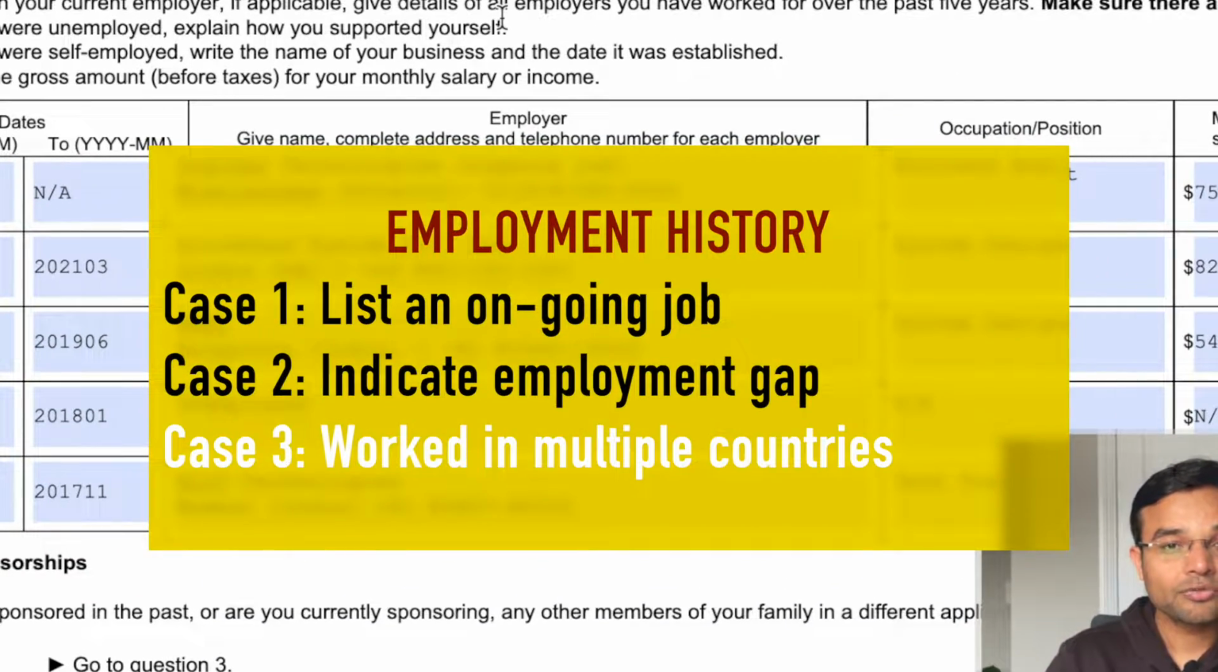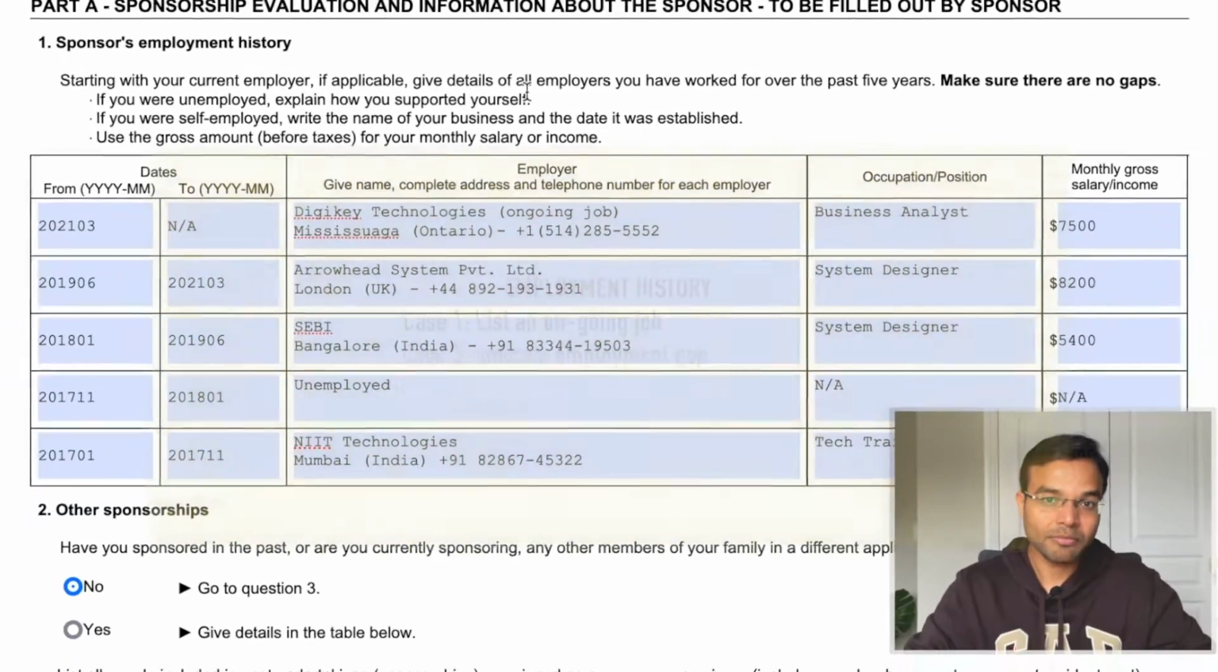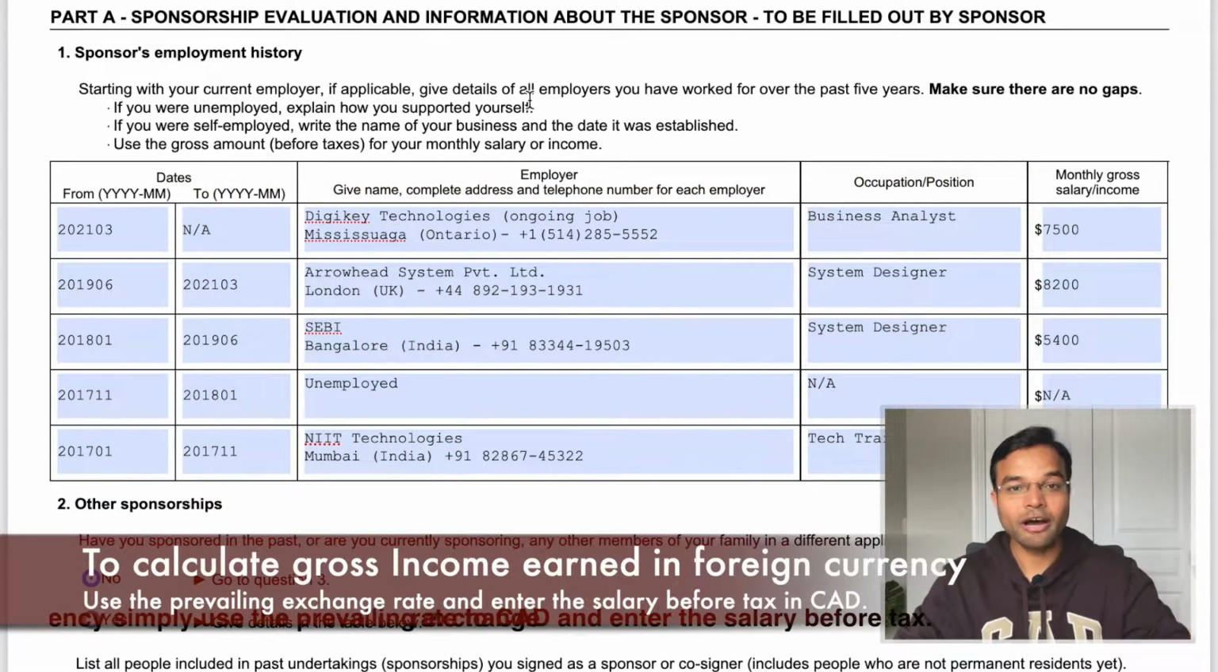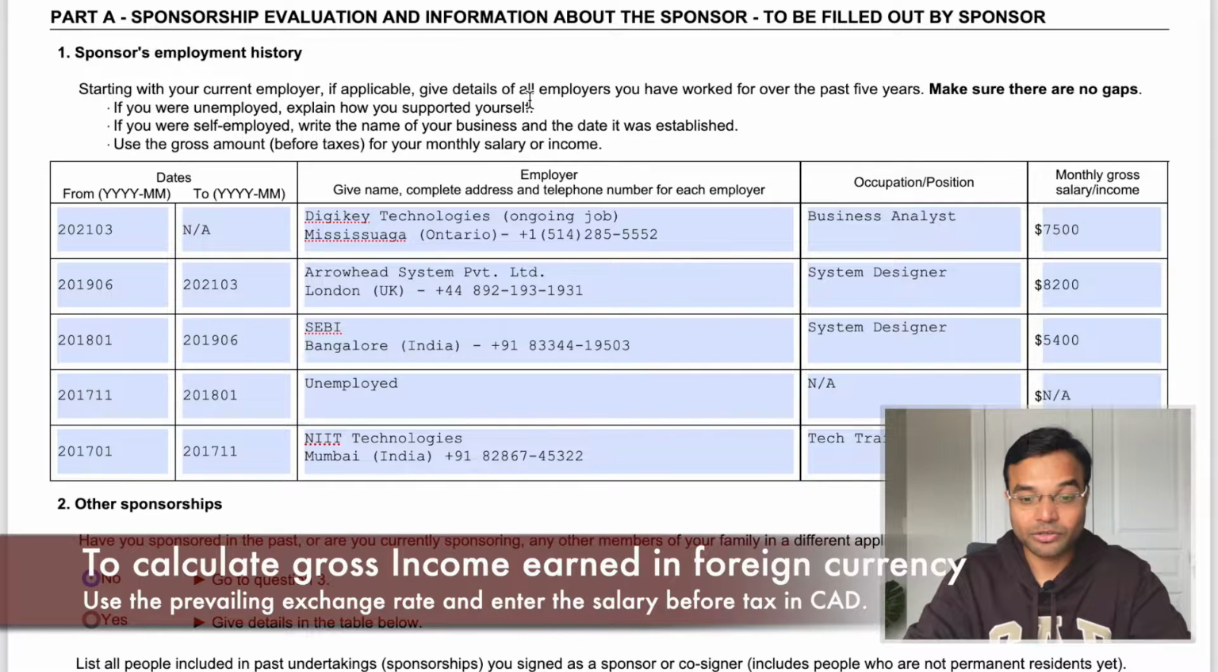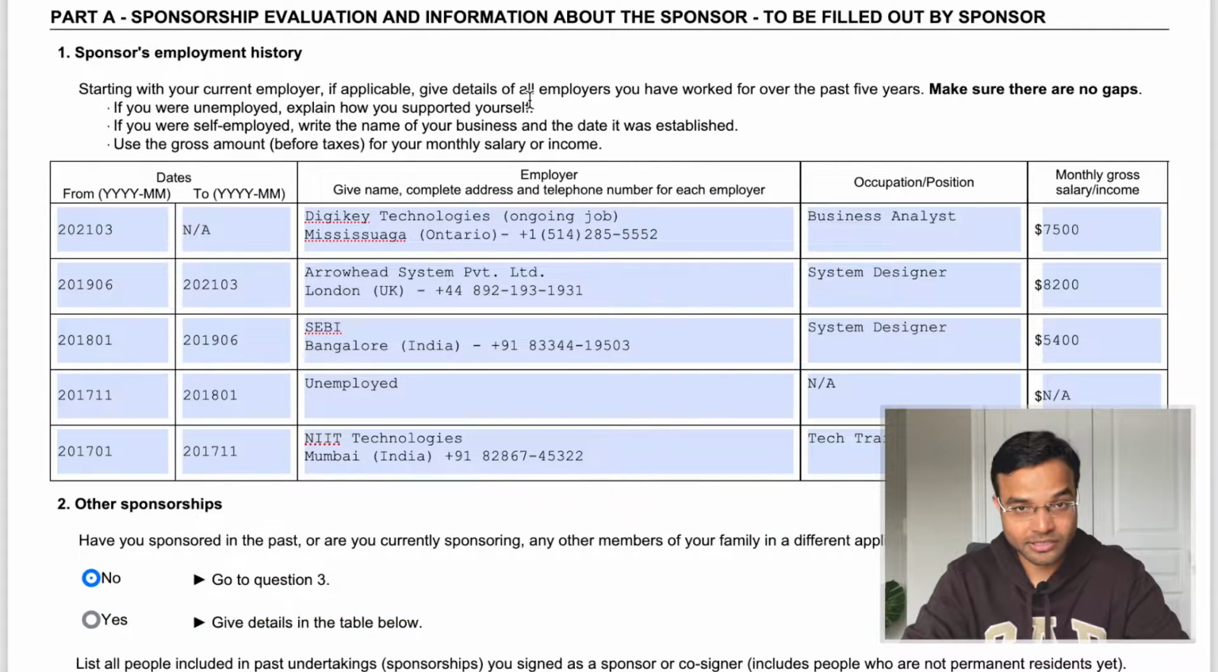So the third scenario is, what if you have worked in multiple countries? Even in that case, if it is falling within the past 5 years of time bracket, you have to disclose that information. So in this case, Ronald is working in Mississauga, that's the current job. But prior to that, he has worked in UK, he has worked in India, then there was a period of unemployment, and then there was one more employment in India. As the instruction clearly says, you have to just disclose the information from the past 5 years, irrespective of whichever place you have worked for.